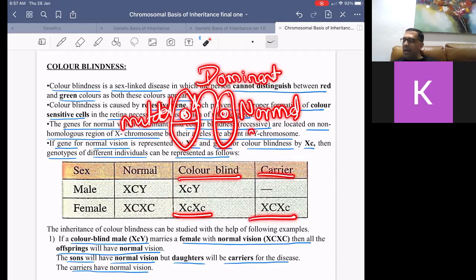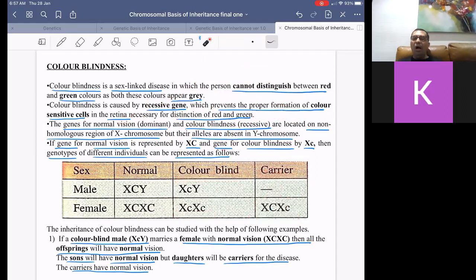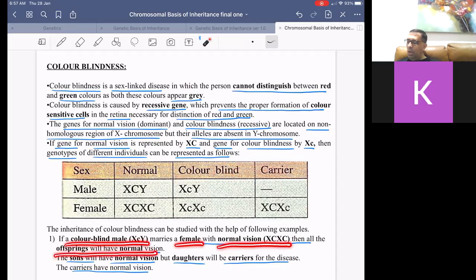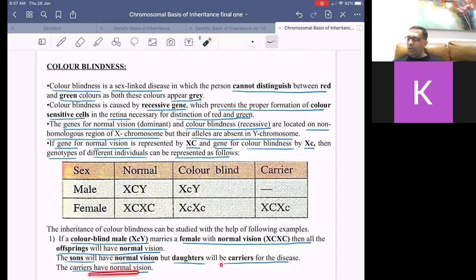So she becomes a carrier with X capital C as the normal gene and X small c as the defective gene. Now, how is the inheritance seen? If a colorblind man, X small c Y, marries a female with normal vision, X capital C X capital C, then all the offsprings will have normal vision. Sons will have normal vision, but daughters will become carriers for the disease. Though the carriers have normal vision, they will be carriers.